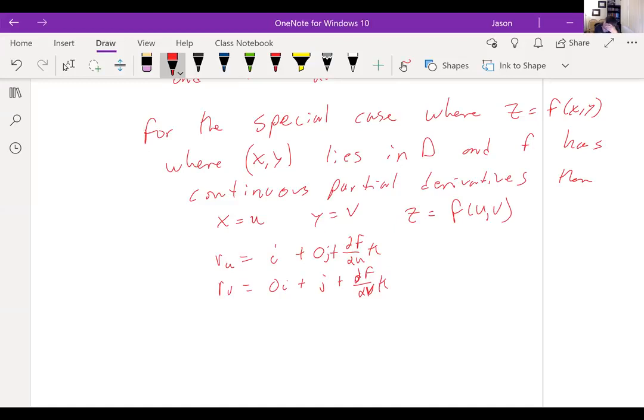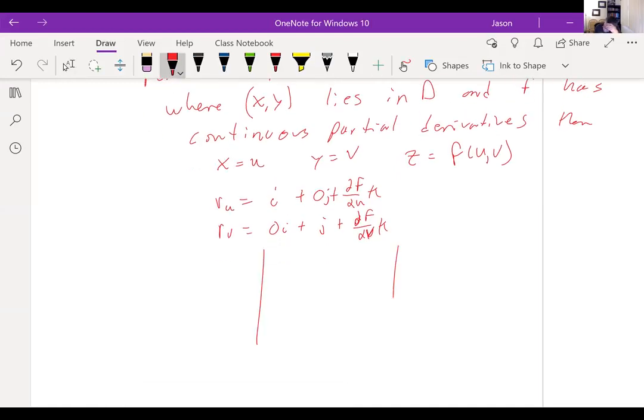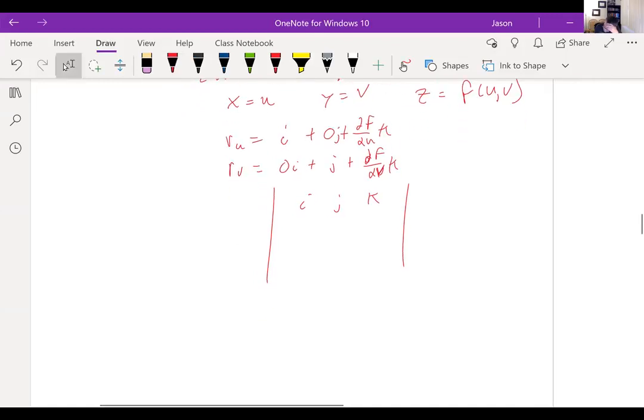So now what happens when we do the cross product of this? The i, j, k business. So this is i, j, k. This is 1, 0, and the partial of f with respect to u. This is 0, 1, the partial of f with respect to v.